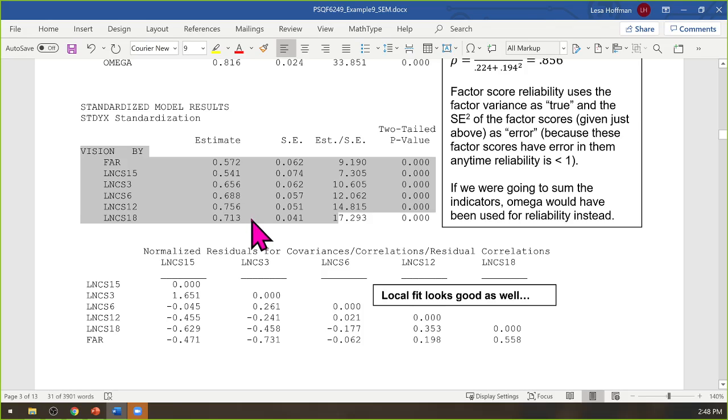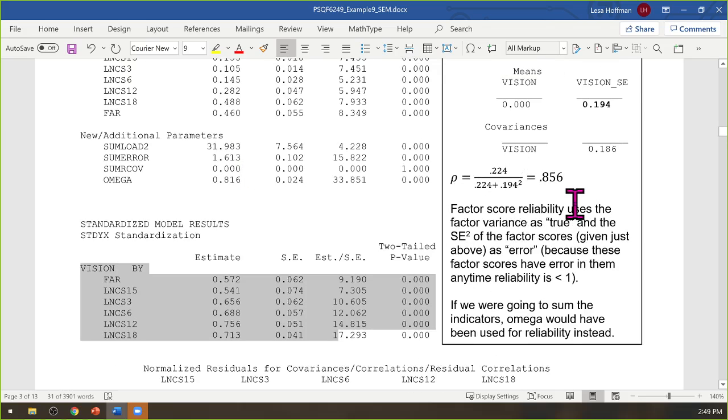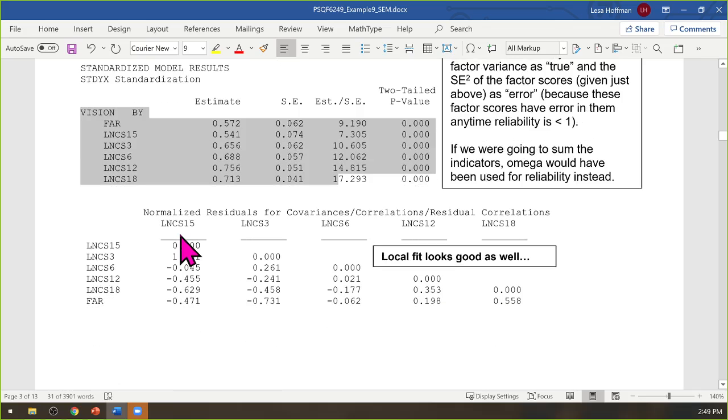So on the whole, I have reasonably good fit. All of the indicators are contributing. Reliability is decent. Okay, check. Vision factor holding together well.